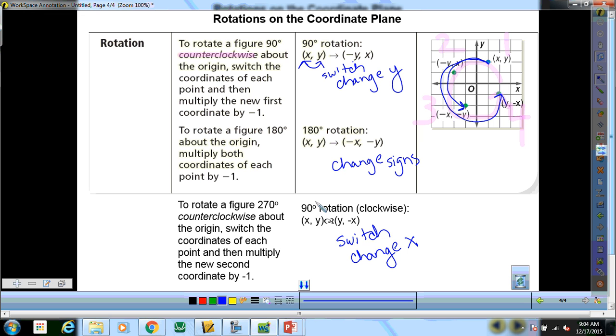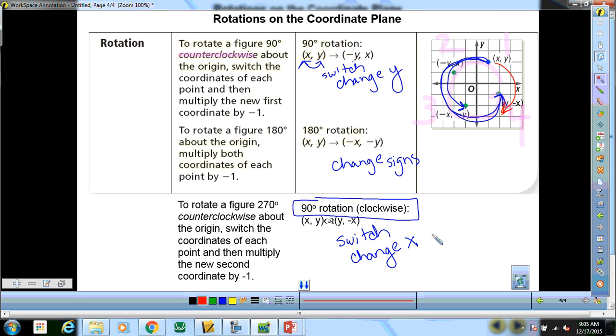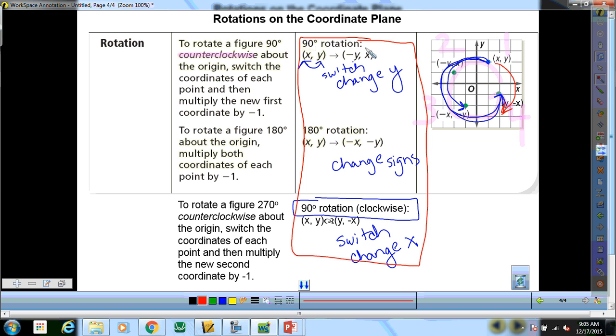It's also important to note that 270 degrees, if I go 3/4 of the way around counterclockwise, that's going to be the same thing as if I went 90 degrees clockwise. So what you want to remember is that these are the rules for counterclockwise, but if we're rotating clockwise, it's going to be the same rules, just in the opposite order. So when I'm going counterclockwise, 90 is switch and change Y, but if I'm going clockwise, 90 is switch and change X. It's the same rules, just in the opposite order.